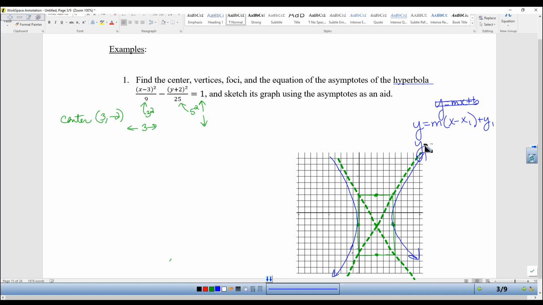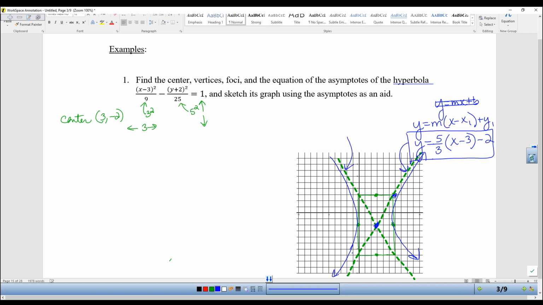So the slope of this is really easy because it follows the same slope as the box you drew. From the center to any corner, it goes up 5 and over 3, so it's 5 over 3. And what point does it contain? It definitely contains the center. So y equals 5/3 times x minus 3, minus 2, just like that. That, of course, is just this asymptote.